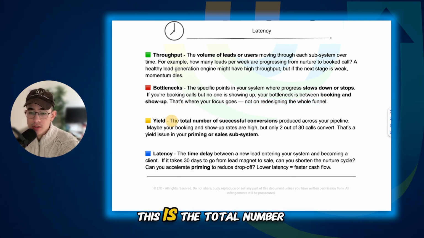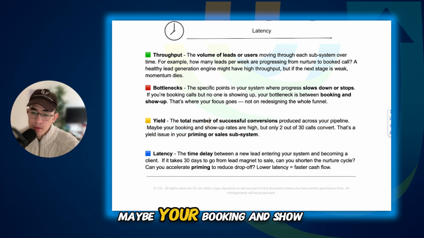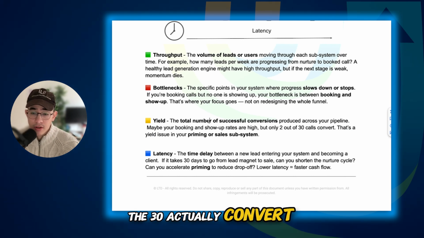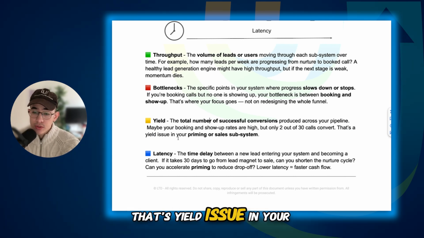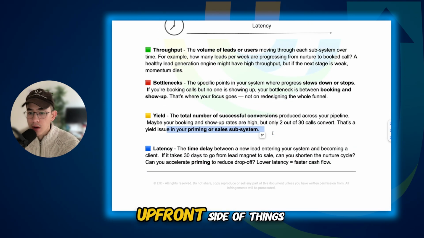Then yield. This is the total number of successful conversions produced across your pipeline. Maybe your booking and show up rates are high, but only 2 out of the 30 actually convert. That's a yield issue in your priming or sales subsystems, as opposed to the upfront side of things.